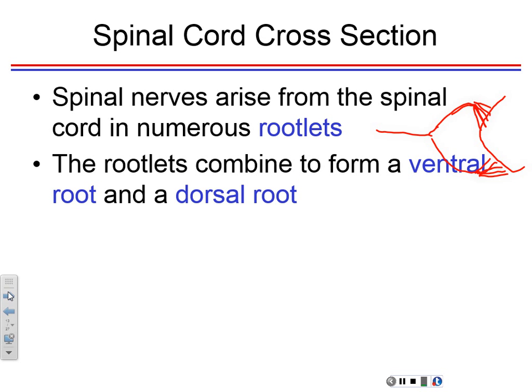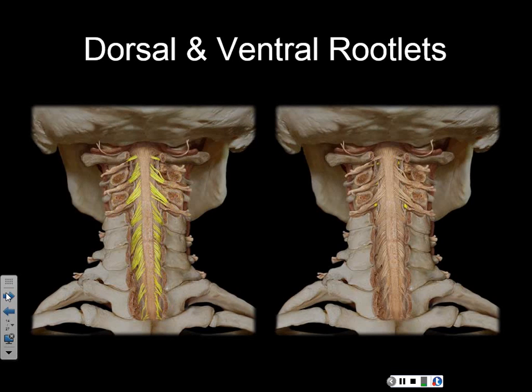root to form the spinal. So rootlets, dorsal, ventral, and then the ventral and dorsal join to form the spinal nerve. Right? So know about the rootlets. Okay? So these are them.